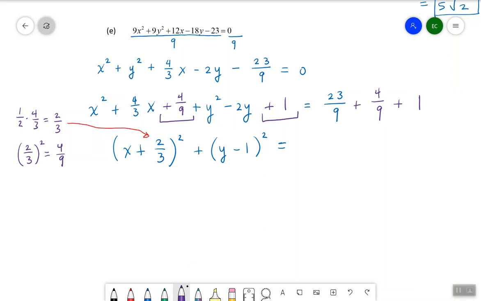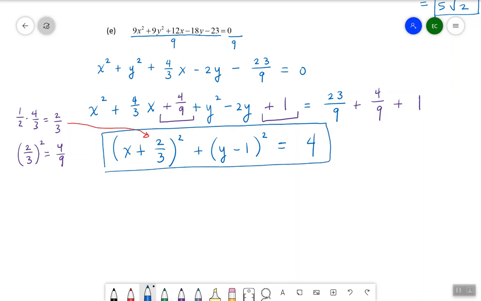When we add all this together on the right, what is this? This is 27 over 9, which is just 3, plus 1 is 4. So all that's equal to 4. And so here is our center radius form. And sure enough, our center is going to be at -2/3, 1. And our radius is going to be 2.